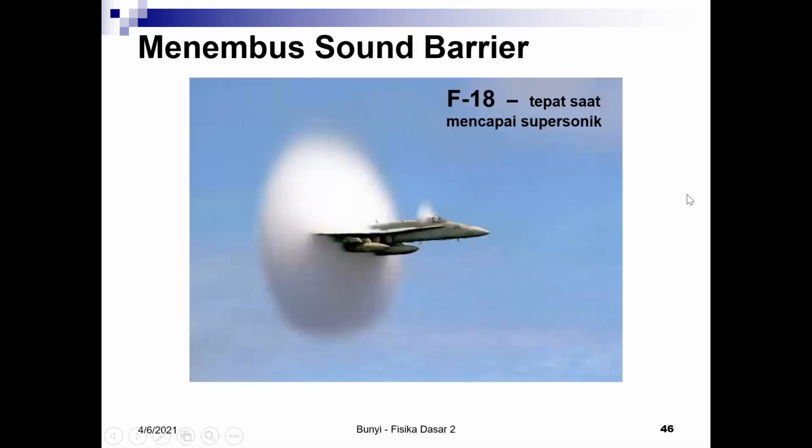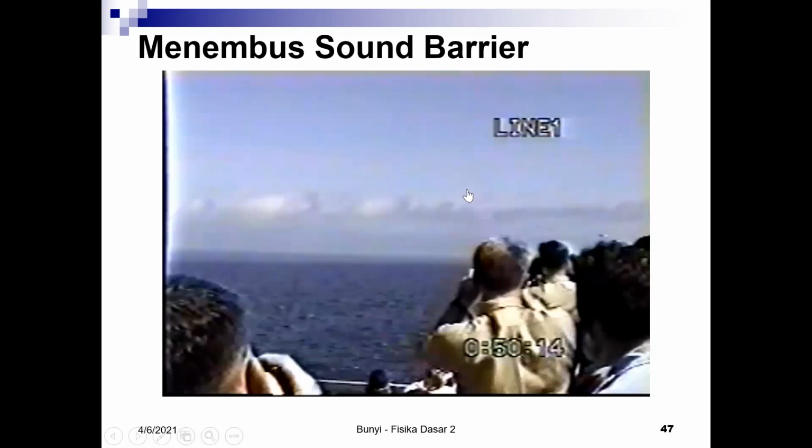Kemudian yang ini pesawat jet tempur F-18 Hornet ketika bergerak tepat saat mencapai supersonik. Di sini ada gambar awan, seperti sound barrier. Ini menggambarkan kerucutnya, dan akan ada dentuman di sini. Sayangnya ini tidak jalan.